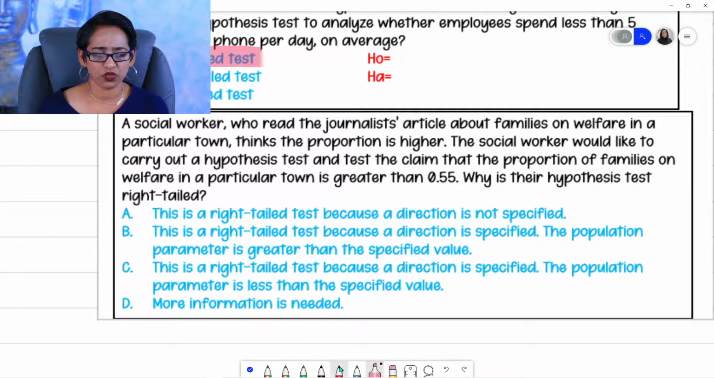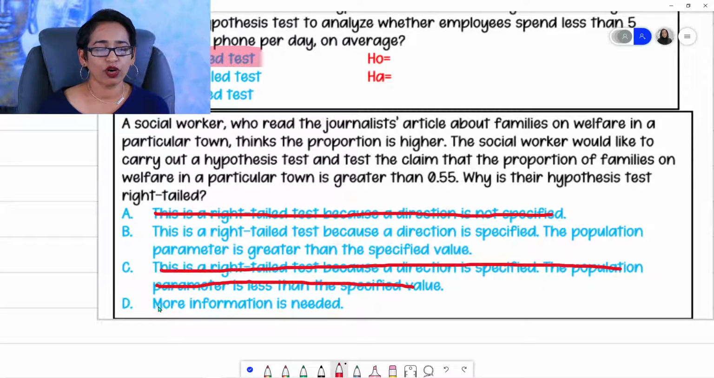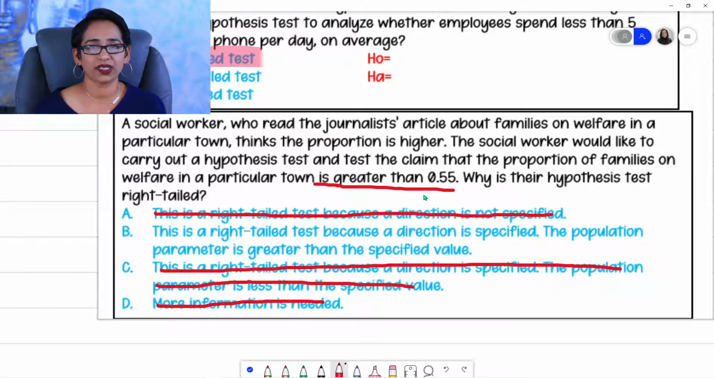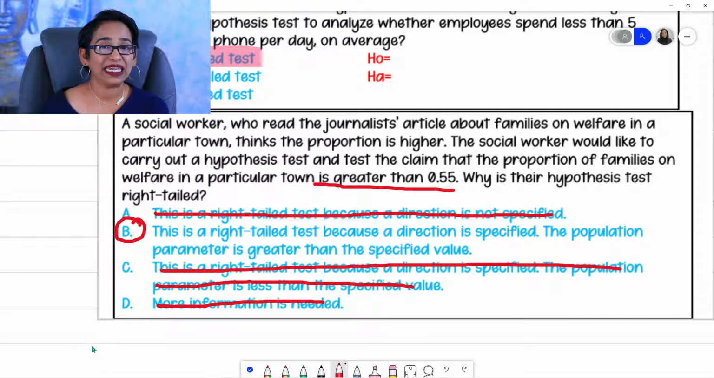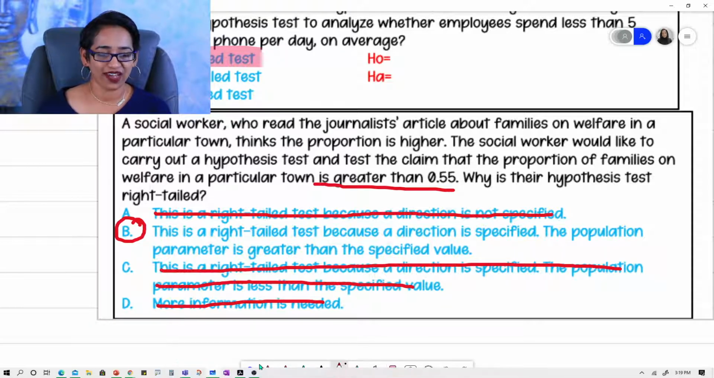This is right-tailed because direction is not specified. I love such options that are just randomly thrown at you. No, this is a right tail because direction is specified. The population parameter is greater than the specified value. This is a right tail because direction is specified. The population parameter is less than. No, not this one. More information is needed. So it clearly says it is greater than. When they say it's greater than, which direction am I going? To the right-hand side. So my option is option B. Fair enough? All right.